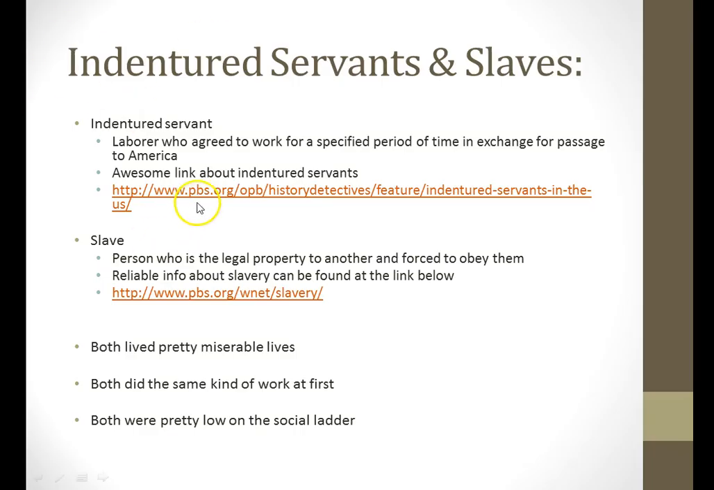Now, right here, this PBS link down here is a great link about indentured servants. You should go there, and by should, you must go there because you need to take notes on that, and information from this will appear on the exam. So, by should, you need to go there.